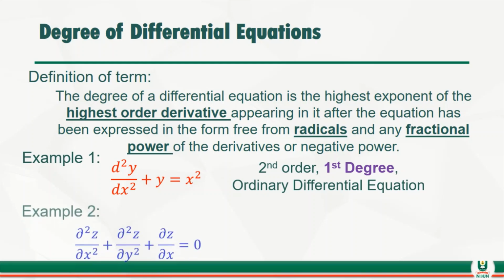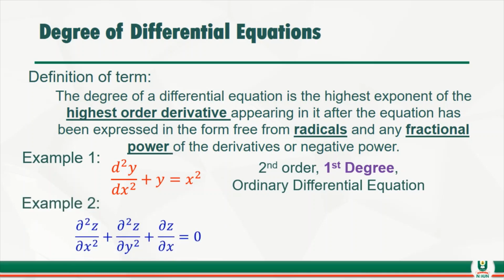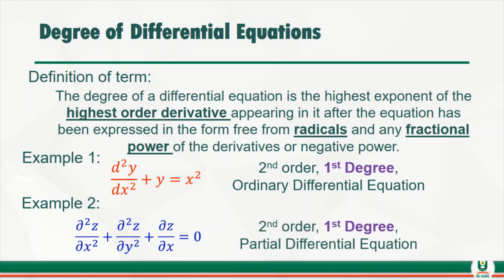Example number 2. Here we have the problem to be a partial differential equation where z is the dependent variable and x and y are the independent variables. So what is this now? You can see this one is second order first degree.